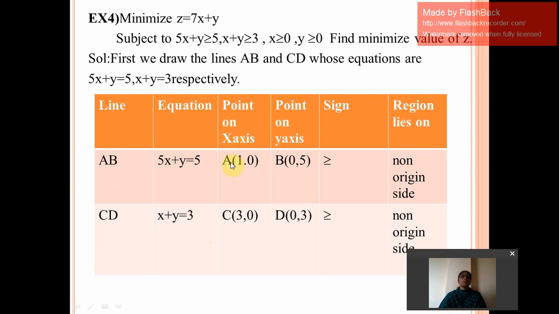Point on x-axis, y coordinate 0. On the x-axis y is 0, that is 5x is equal to 5, therefore x is equal to 1. Put x is equal to 0, y is equal to 5, point on y-axis, x coordinate 0. Similarly, find the vertices of CD. Region lies on greater than or equal to, non-origin side.